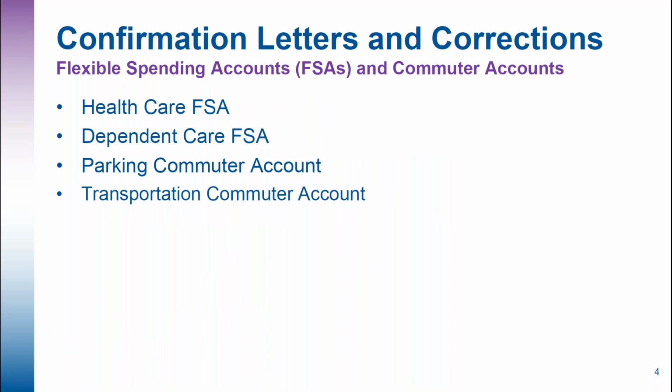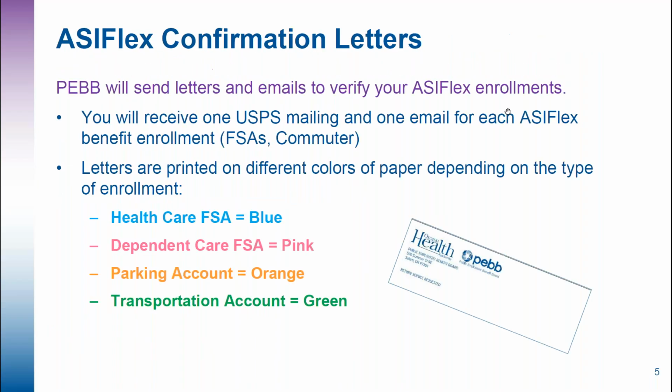So confirmation letters. We will be sending out 4 types of emails, 4 types of confirmation letters, depending on the account that you enrolled in. So we will be sending out healthcare FSA letters to healthcare FSA enrollees, and the same thing for dependent care, parking commuter account, or transportation commuter account. So if you enrolled in more than one of these accounts, you will get 2 letters from us or 2 emails. If you enrolled in all 4, you'll get 4 letters.